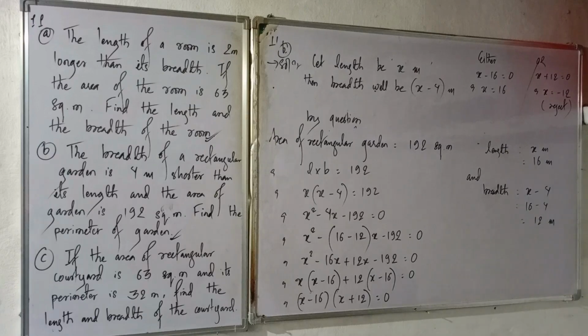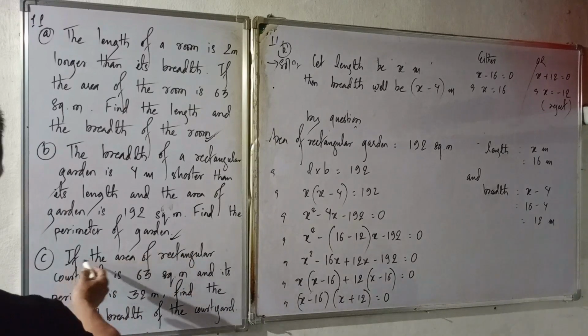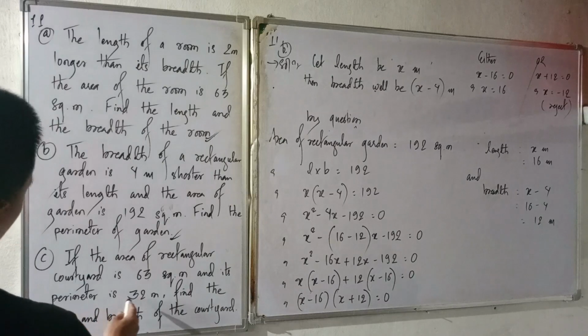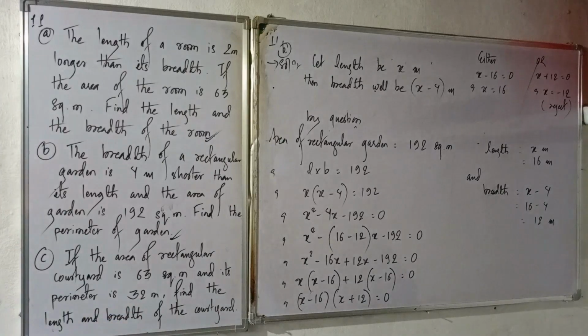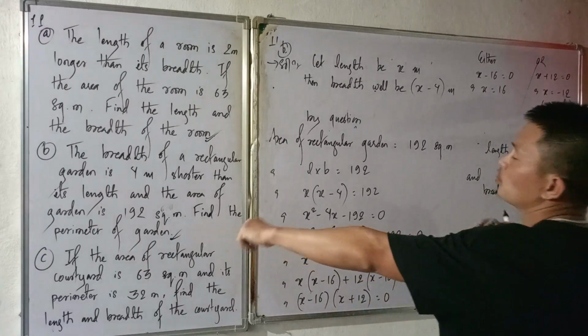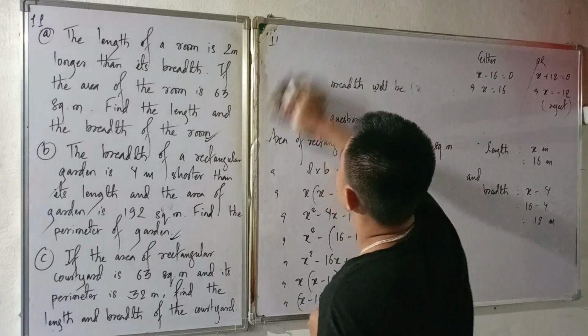I'll read out the question for you. If the area of the rectangular courtyard is 63 square meter, we have been given the area, and its perimeter is 32 meter. Find the length and breadth of the courtyard. So you have to apply the formula of area and perimeter. That's all, nothing more than that. If you have finished this, I'll rub this out and let's move on to 11C.